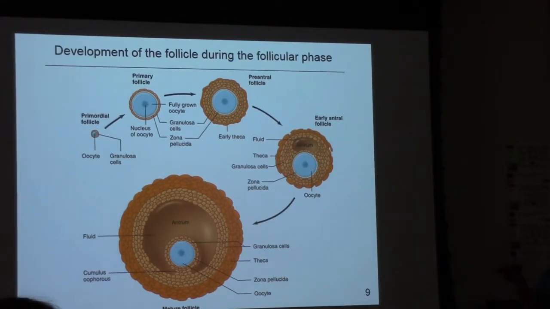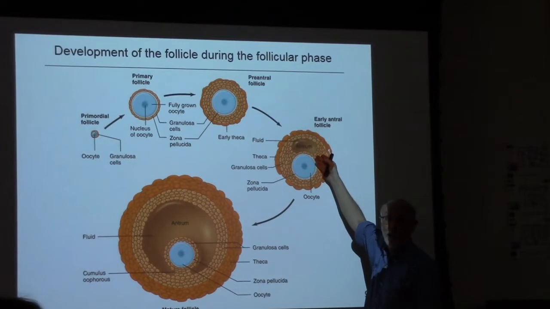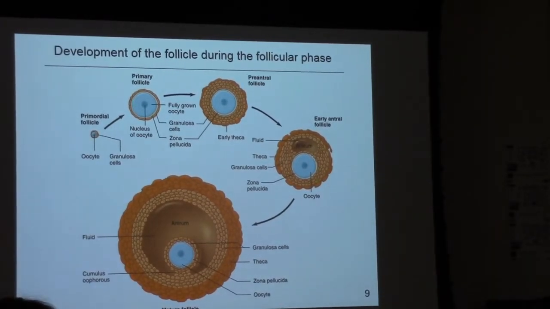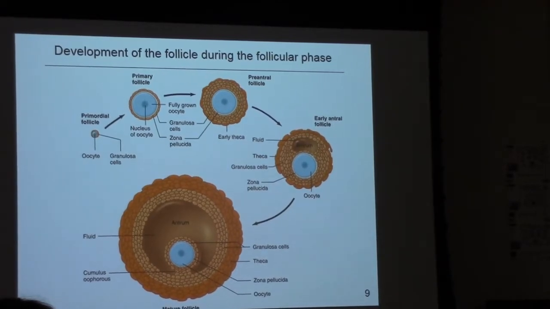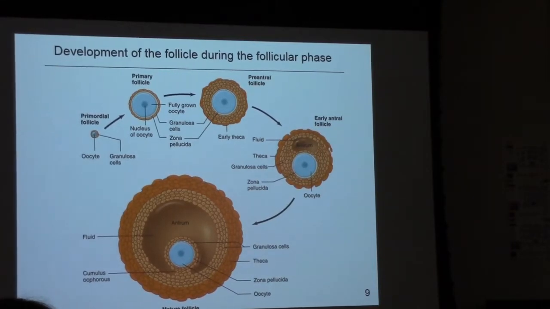So this is the life cycle of the one follicle that became dominant. The other follicles that don't make it probably degenerate somewhere in this part of the cycle. They certainly don't get to the antral stage of development. And so they degenerate, they are absorbed by the cortex of the ovary.